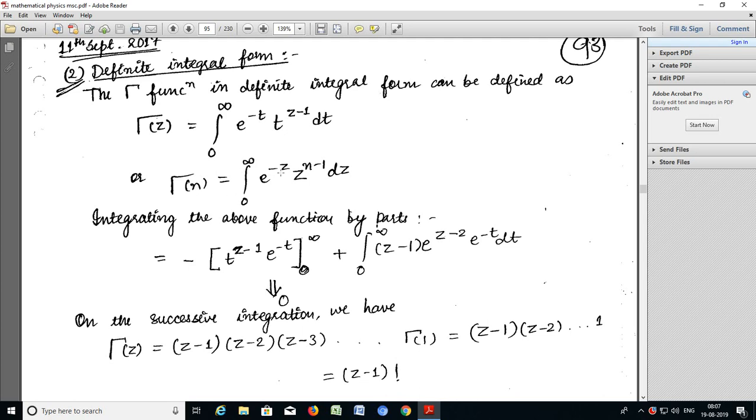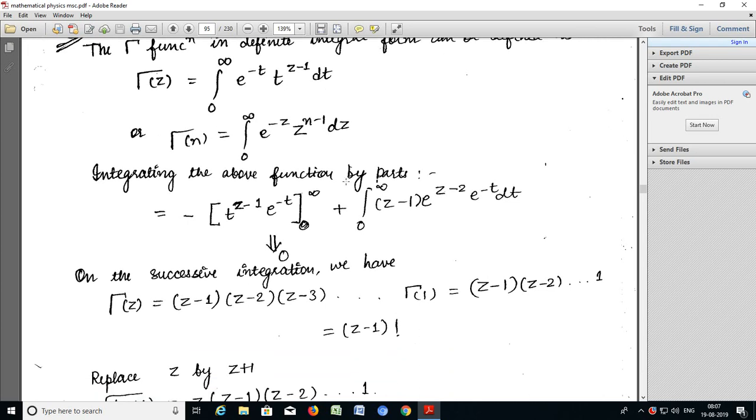Now, definite integral form. The gamma function in definite integral form can be defined as gamma z equals integral from 0 to infinity of e to the power minus t, t to the power z minus 1 dt, or gamma n is integral from 0 to infinity of e to the power minus z, z to the power n minus 1 into dz.